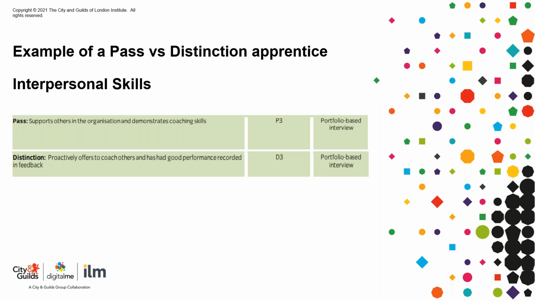A distinction answer, though, might be where they had noticed a colleague struggling and offered to support them, possibly taking on the responsibility over a period of time. This resulted in positive feedback from their colleague or their manager, which is referred to in the answer given. The distinction apprentice will know what is required to answer that question about coaching because they will be familiar with the competencies in the standard.